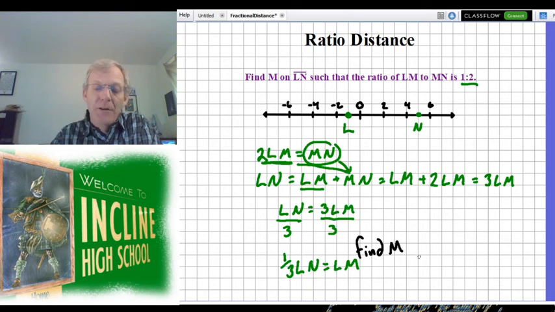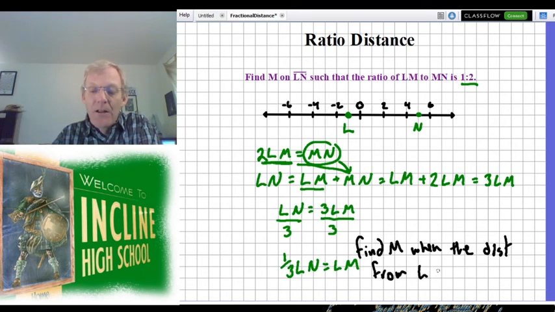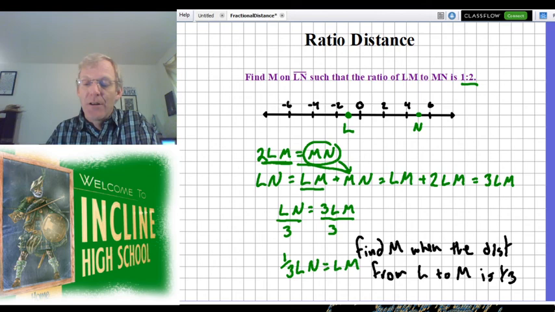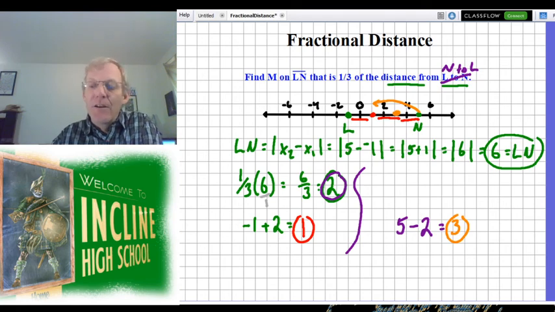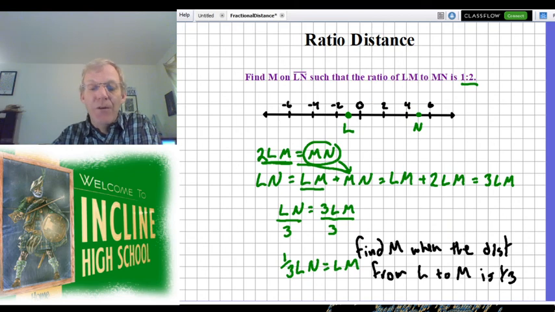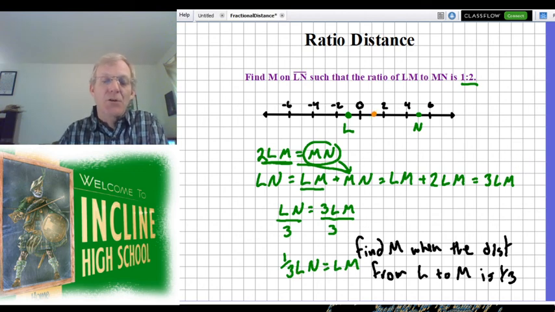Now realize, that right there, if we write it out, find M when the distance from L to M is 1/3. That's essentially the same question we answered right back here, right? Find M on LN that is 1/3 the distance from N to L. So that's essentially the same thing. So we would find it in the same way. We'd go ahead and continue. We'd find that same answer being right up here at 1, because we'd still do 1/3 the distance.